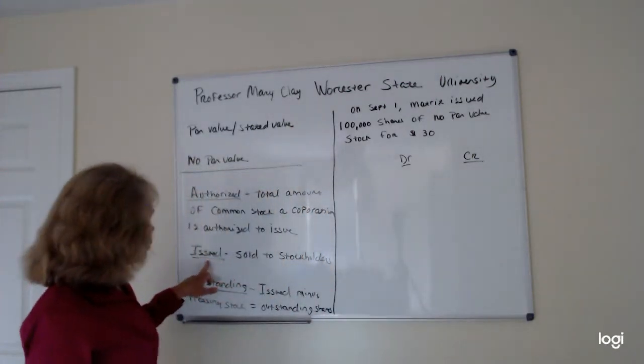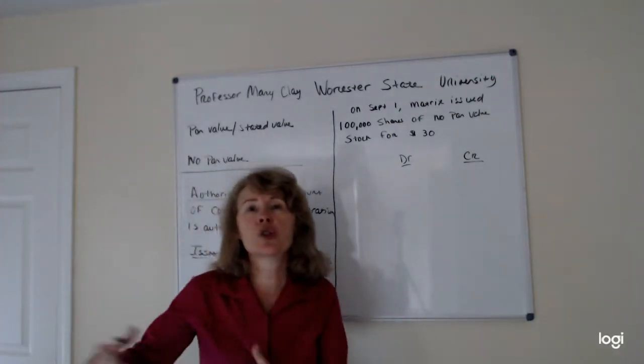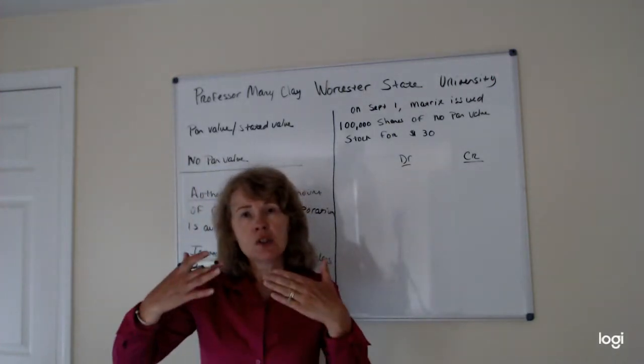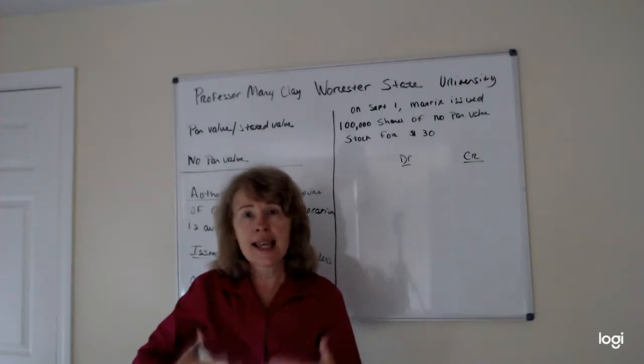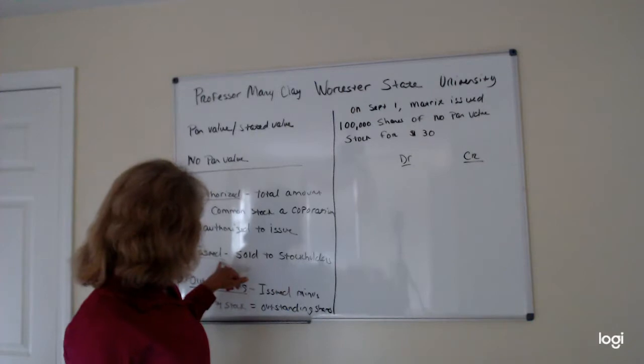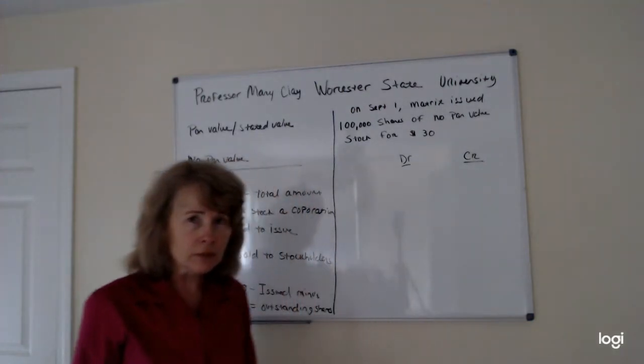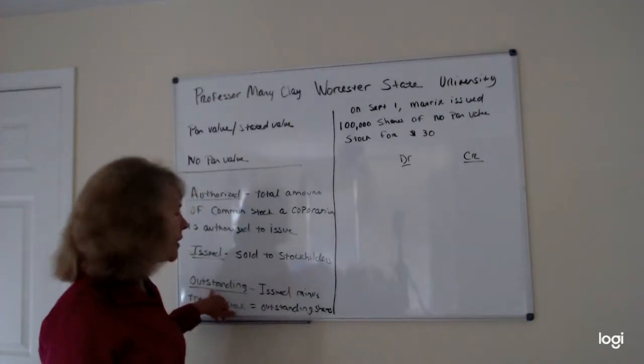Next definition, issued. What does that mean? That means sold to stockholders. That's stock that's in the hands of stockholders. You will make a journal entry with issued. So issued is sold to stockholders. Here's the next one. Outstanding.